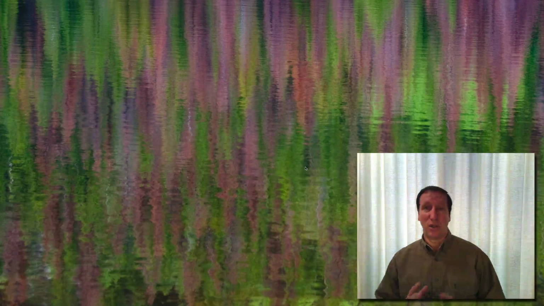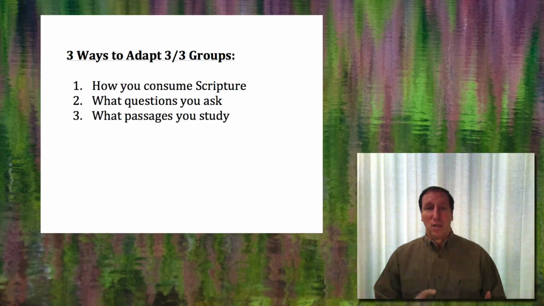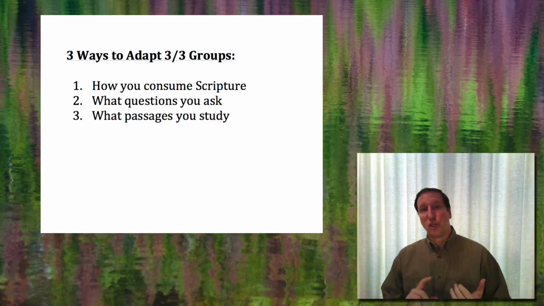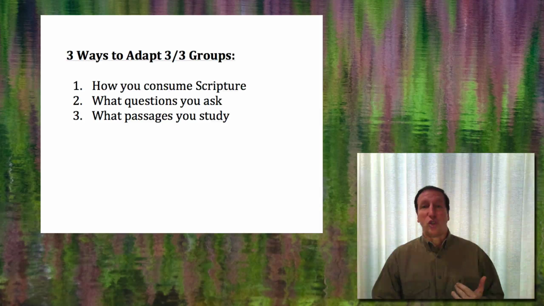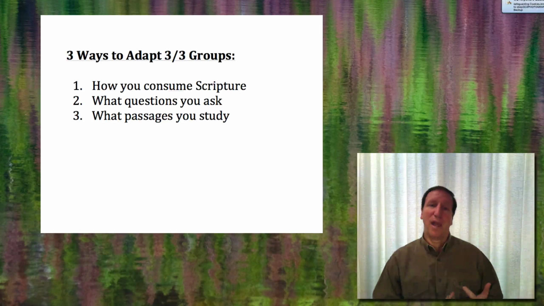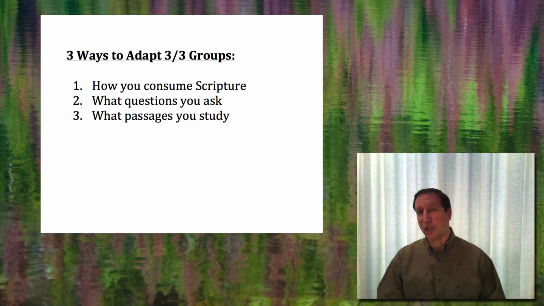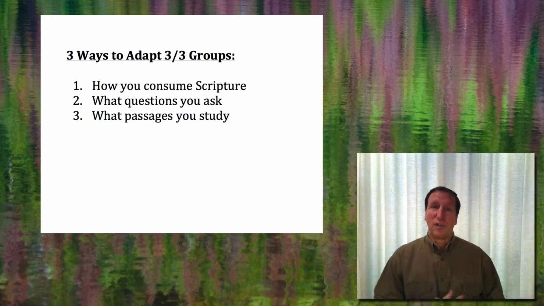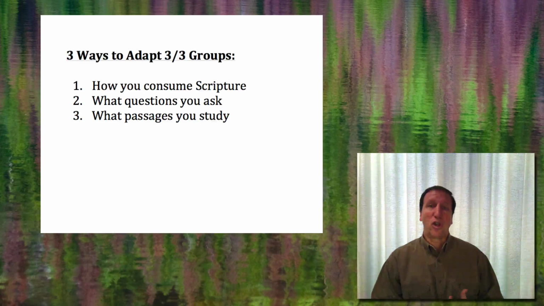Broadly speaking, there are 3 ways to adapt this 3/3 process for different audiences or different contexts. The first of these is to consume Scripture in different ways. The second is to change up the questions that you ask. And the third is by adjusting the passages of Scripture that you study together. So the first of these, how you consume Scripture, there are several options.